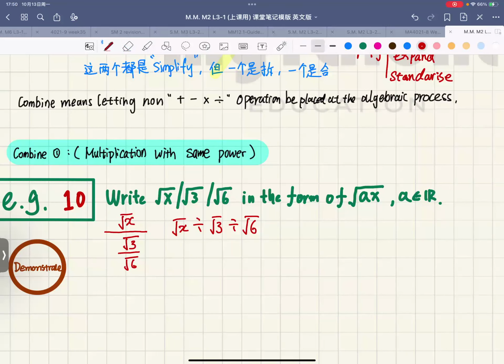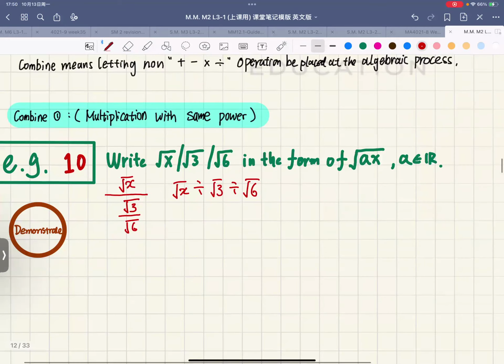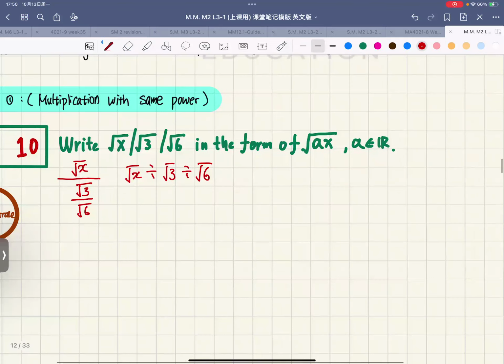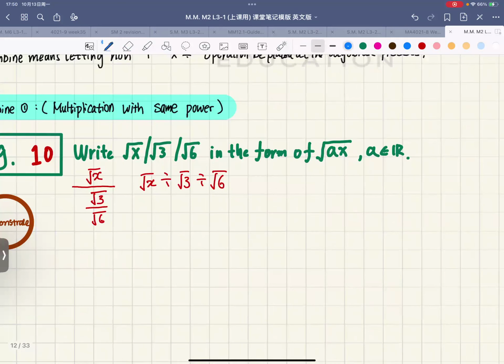Write this in the form of square root of a x, where a is a real number. R is for real number. So how to write this? Remember, let me write the equation here: a to the power of m divided by b to the power of m is equal to a over b to the power of m.